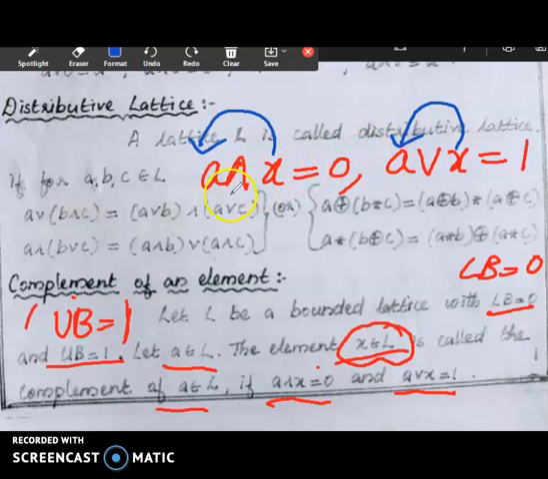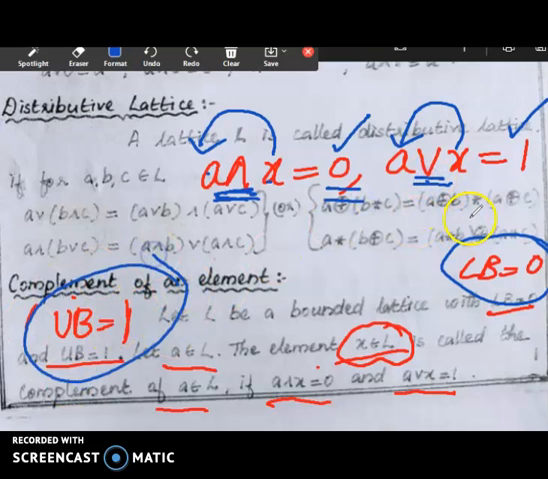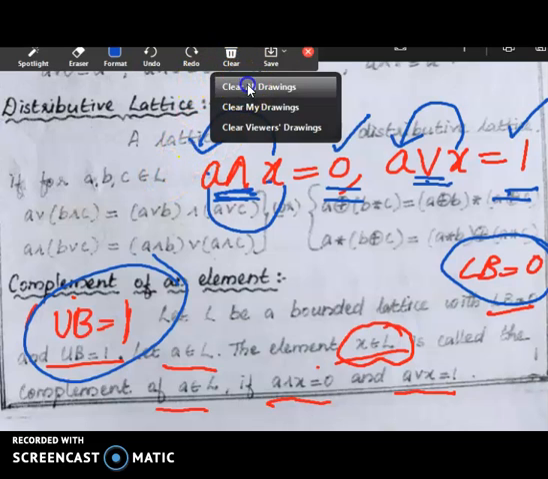What is a complement? If you take AND, the value is 0. If you take OR, the value is 1. If you take AND between those two terms, you get the lower bound 0, and if you take OR, you get the upper bound, that is 1. Then we say A and X are complements of each other.